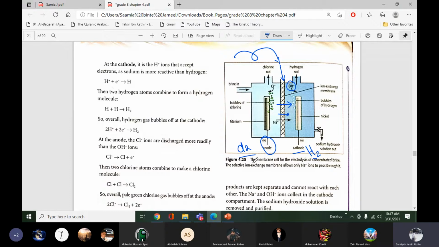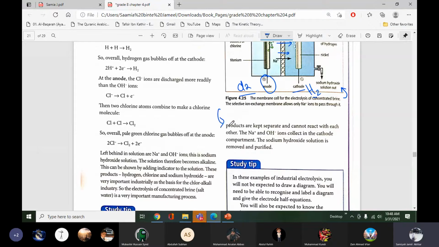See here, after the diagram, it's written: the membrane cell for the electrolysis of concentrated brine. This is the actual cell in which we do the electrolysis. The selective ion exchange membrane allows only Na ions to pass through it, so only Na ions will cross this membrane, and sodium hydroxide will form on the cathode side. It's written in this paragraph also: the Na positive and OH negative ions collect in the cathode compartment. On the cathode side, sodium hydroxide solution is removed and purified.